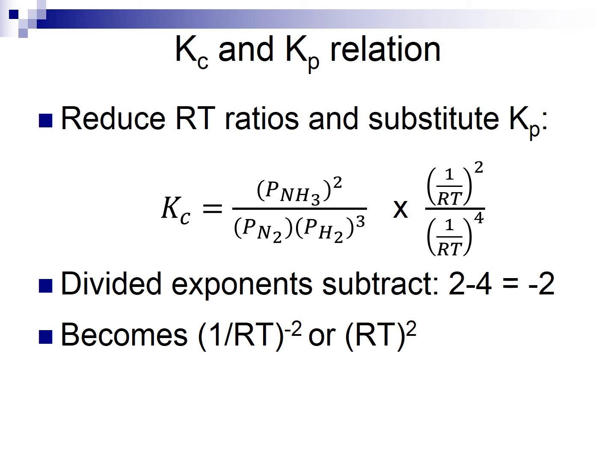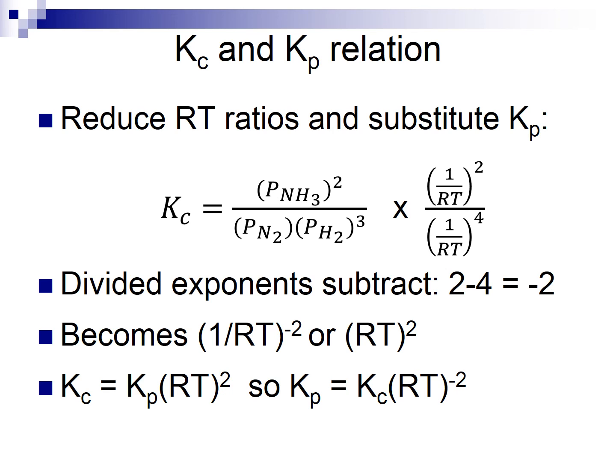Canceling the negative exponent by flipping things over the divisor line, I get RT squared. If I plug in Kp for the pressure expression P NH3 squared divided by P N2 times P H2 to the third, I get Kc equals Kp RT squared. If I flip that, Kp becomes Kc RT to the negative 2.